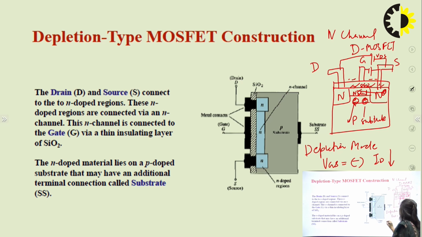And in enhancement mode, VGS would be positive and ID current will increase. Now if we connect the gate with the positive supply and the source with the negative supply, this positive supply at the gate will attract the electrons from the p-type substrate. In the p-type substrate, electrons are in minority, so these minority electrons will be attracted towards the channel and current will increase. So this is the case for the enhancement MOSFET.